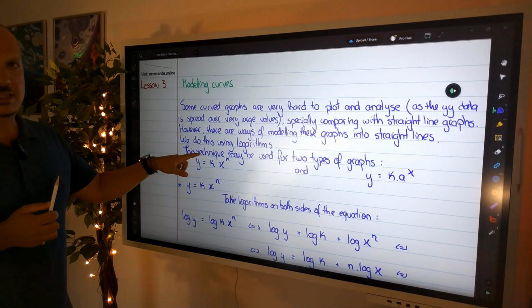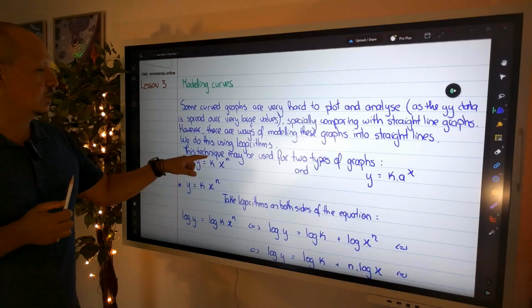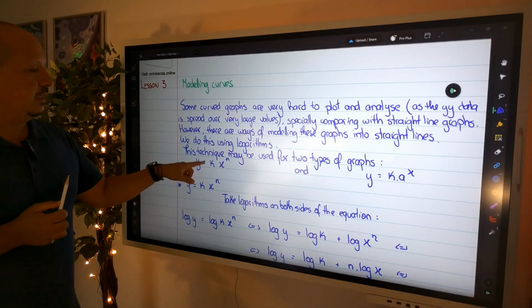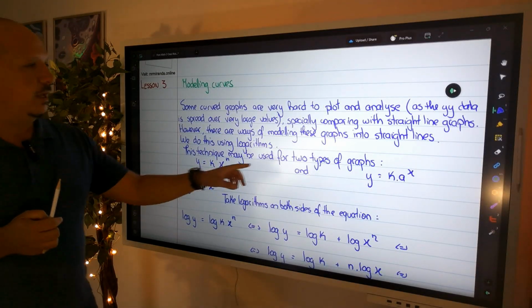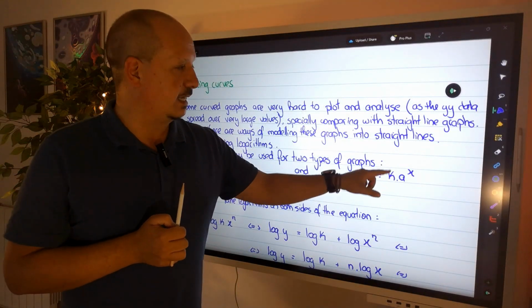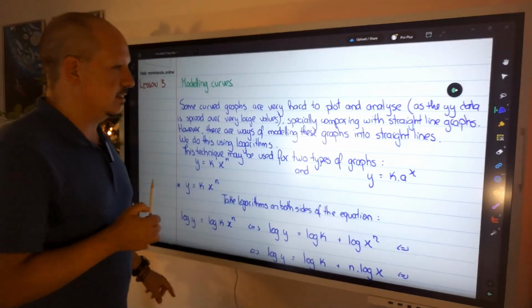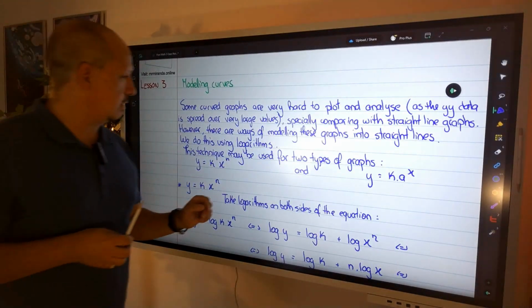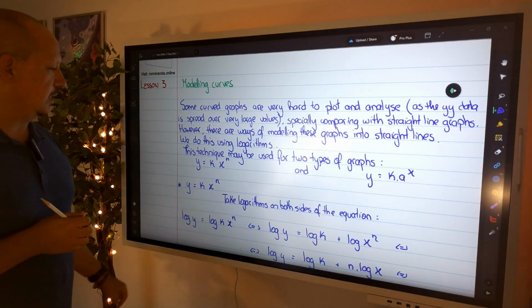The first type is y equals k x to the power of n, in which k is a constant, and the second one is y equals k a to the power of x, again where k is a constant. Let's see how it works for both of them, starting with this one.